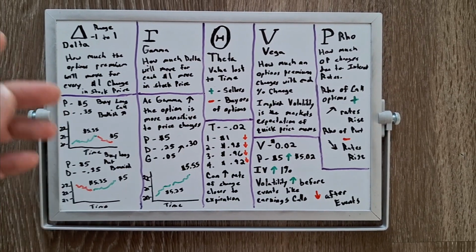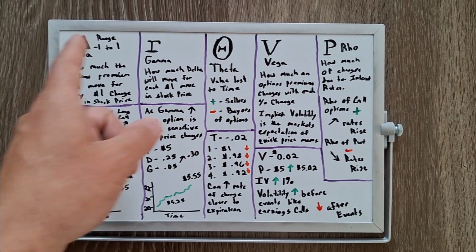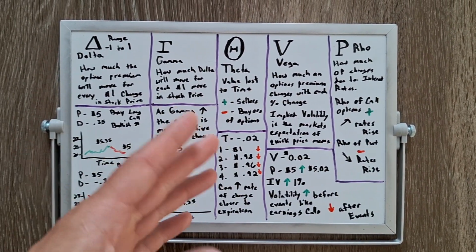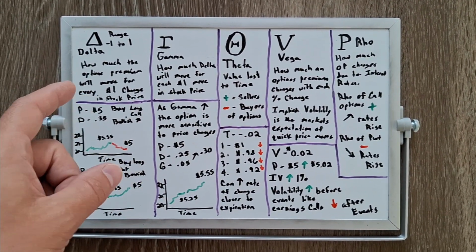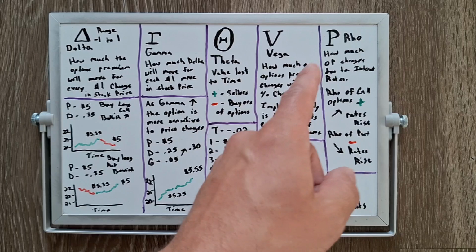All right, so in today's video, I'm going to discuss utilizing the Greeks to assess your risk when options trading. So there's 5 main Greeks: delta, gamma, theta, vega, rho.